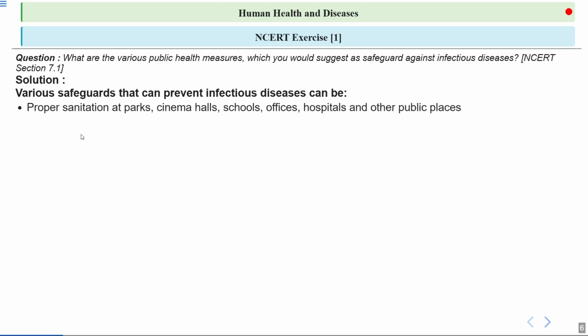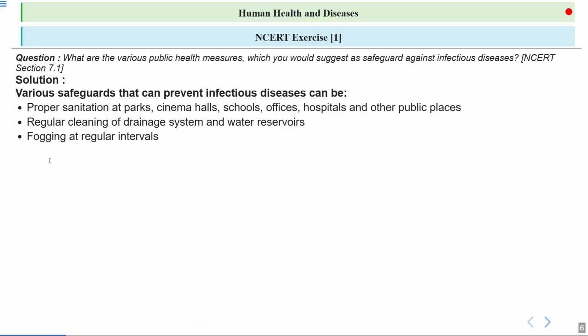first of all, proper sanitation of parks, cinema halls, schools, offices, hospitals, and other public places. Next one, a regular cleaning of drainage system and the water reservoirs. Next one is fogging at regular intervals. Vaccination programs, this is very important. Vaccination can prevent a lot of diseases and it can save a lot of lives.